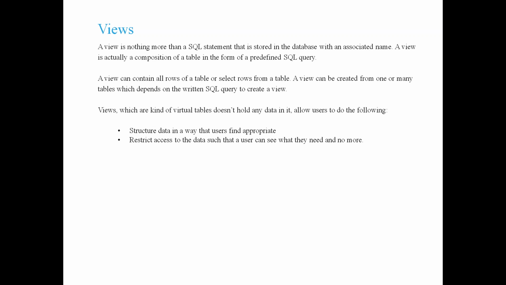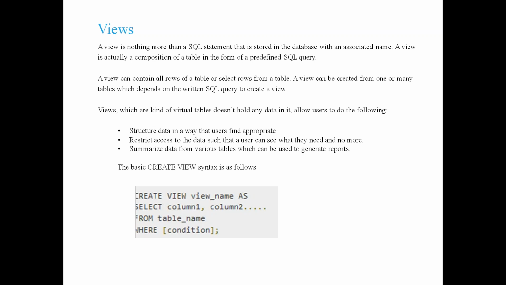And the next benefit is restrict access to the data, such that a user can see what they need and no more. That's what we have done. We have hidden the last column of the table. And next is summarize data from various tables, which can be used to generate reports. That's what we have just done. We have joined 4 different tables, so it can be easy for the users to summarize their reports. And the basic syntax for view is create view, view name as, followed by your select SQL command. And that's all about the view.